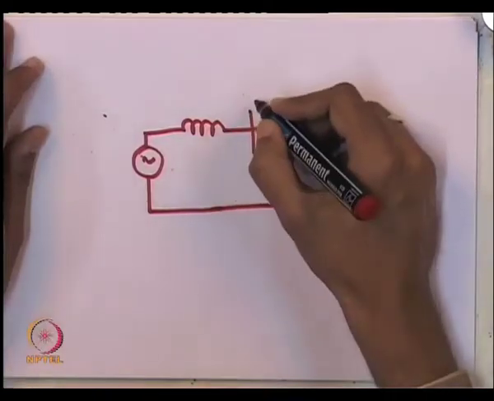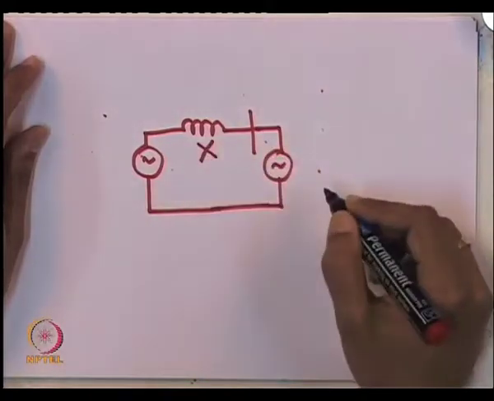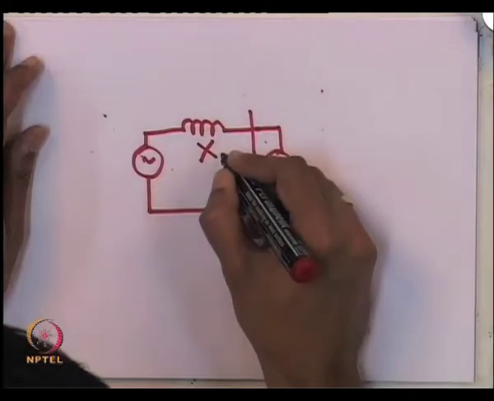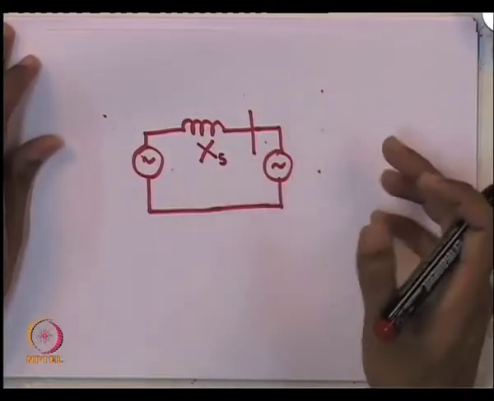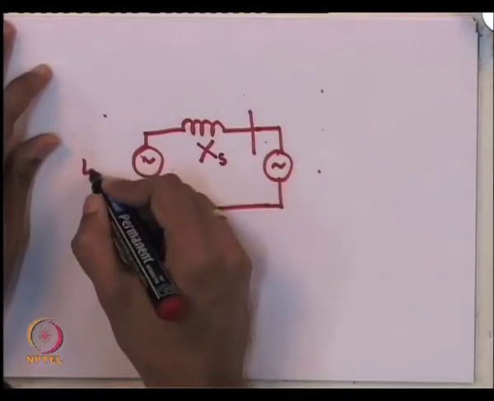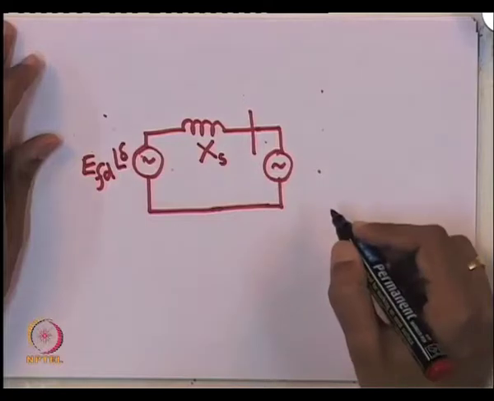This is the synchronous machine terminals. If the machine does not have saliency, you can represent it by a synchronous reactance, which is nothing but equal to Xd or Xq, because they are equal. So, this is a steady state model of a synchronous machine.